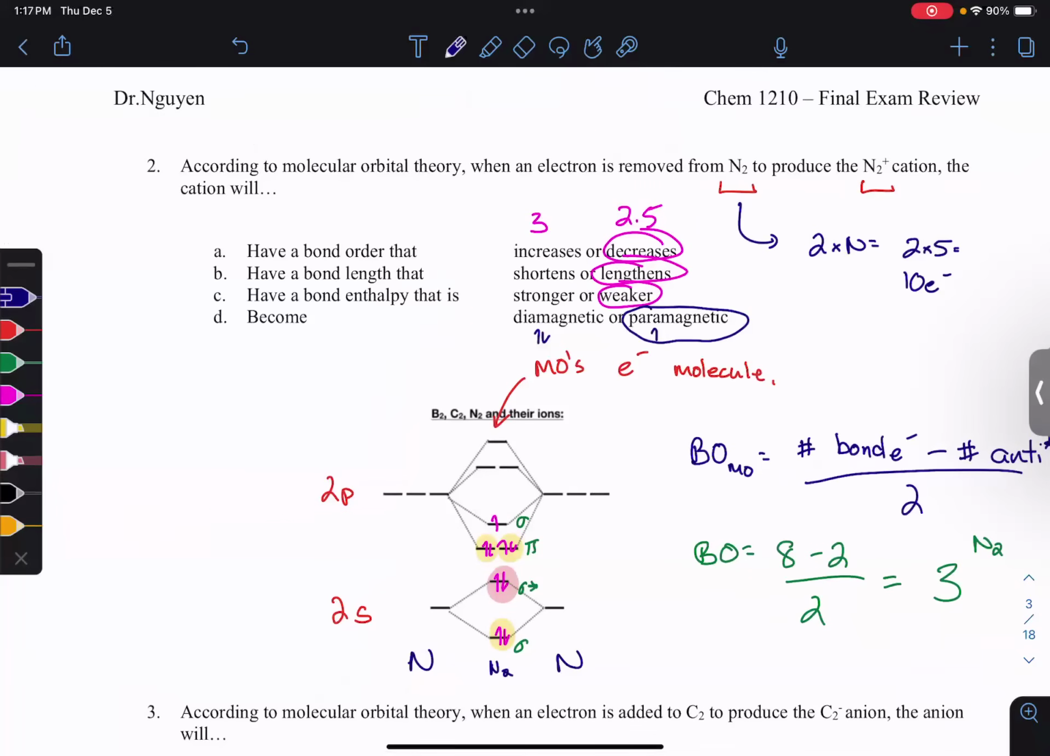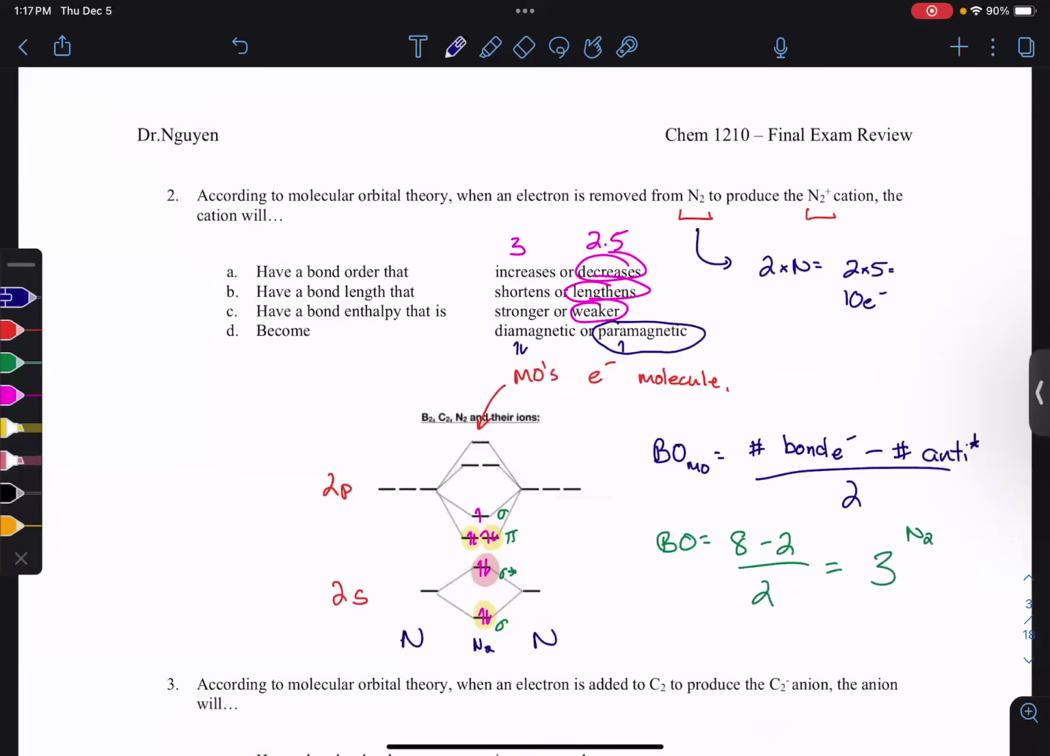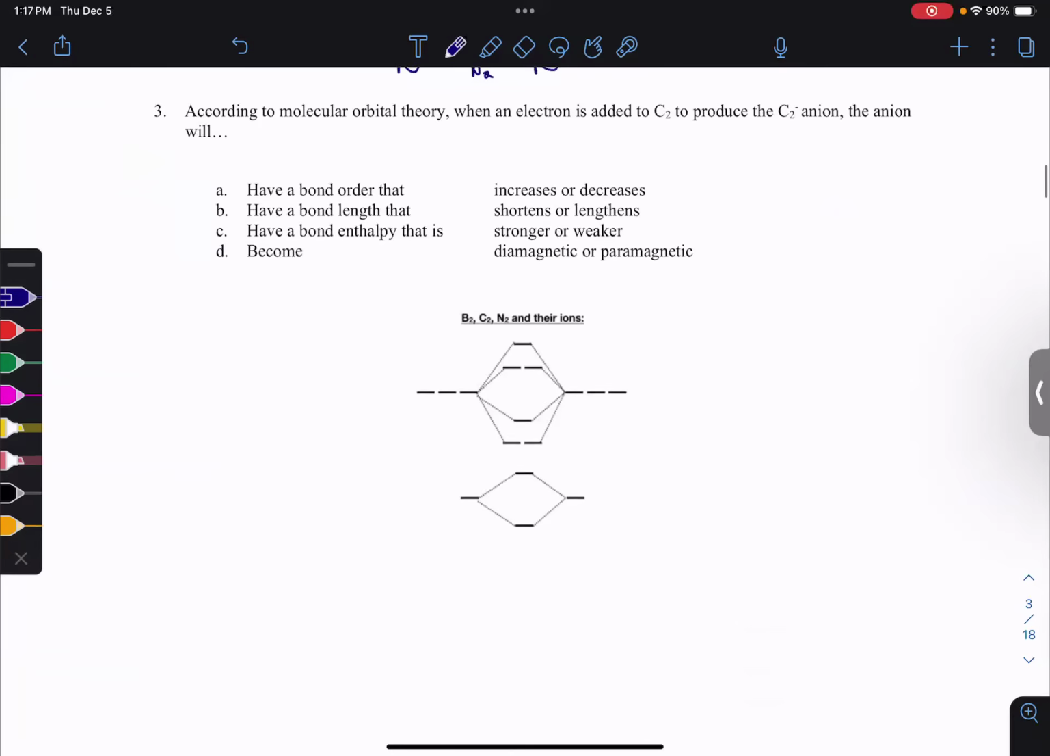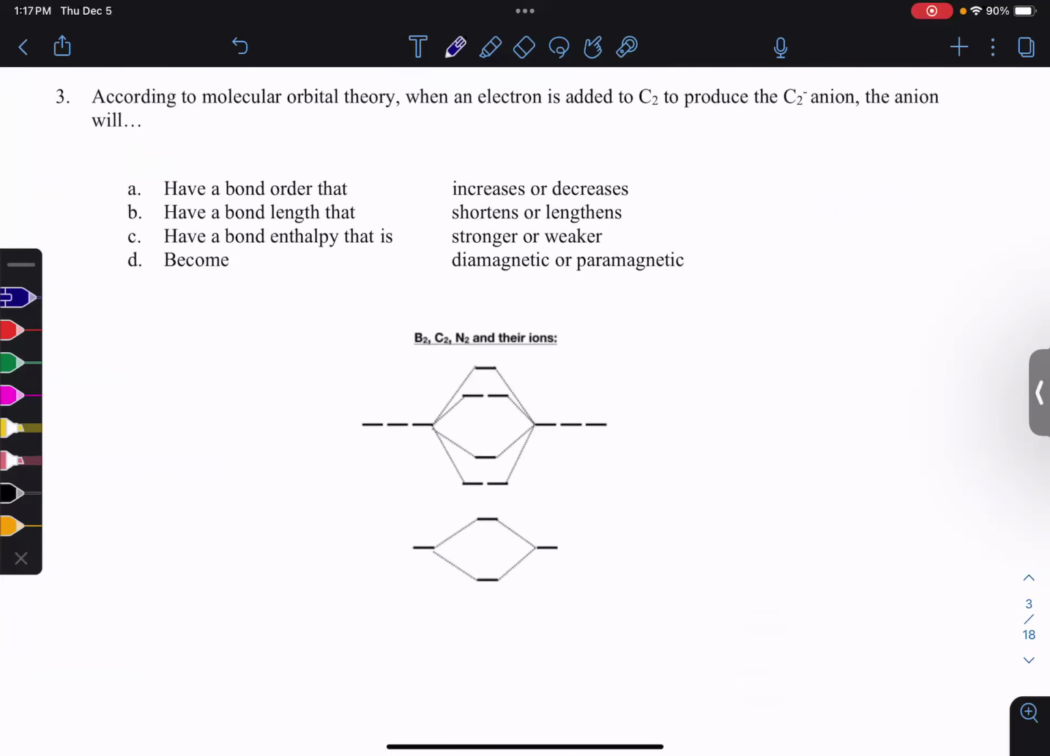All right, so that's how you use the diagram. You can do this for any substance when given this diagram. You just need to know how many electrons you place and what kind of MOs you're placing them in. All right? Oh, so let's do another one. Let's do this one a little faster.